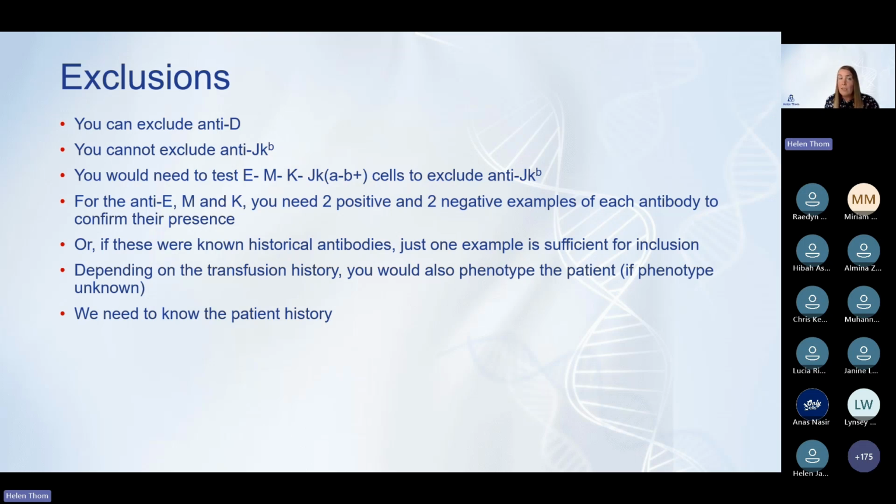For the other antibodies that it's looking like we've detected, we need at least 2 positive and 2 negative examples to confirm their presence. Or if the patient had already been seen and we had a phenotype on them, you can just confirm it with 1. But depending on your transfusion history as well, we need to know the phenotype of the patient. So you either have it already or you don't have it and you're going to have to perform it if the patient hasn't been transfused. So this is why we need to know the patient history.